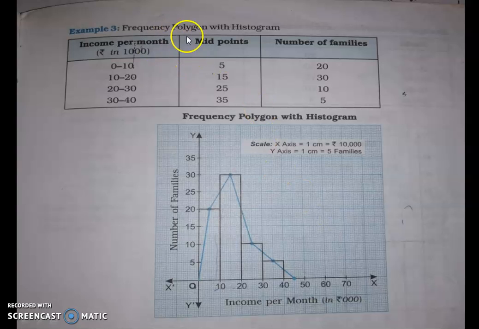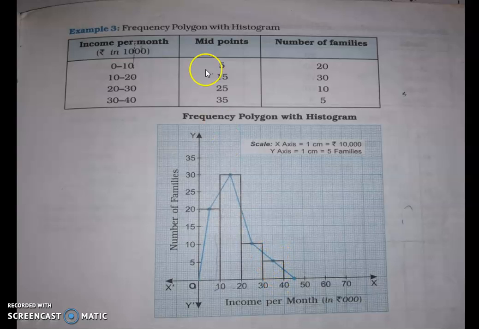Now this is a question wherein the income per month is given, the number of families are given. First we will construct a histogram. Okay, from 0 to 10 the frequency is 20, so we will go up to here 20. Okay, first we will construct the histogram. 10 to 20 it's 30, so from 10 to 20 we'll go up to 30. 20 to 30 it is 10. Okay, and 30 to 40 it is 5.